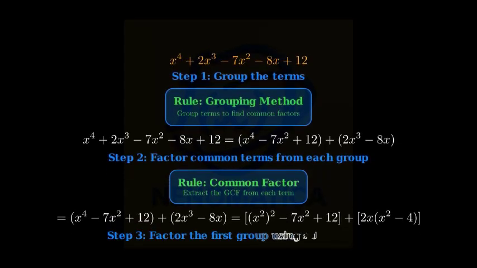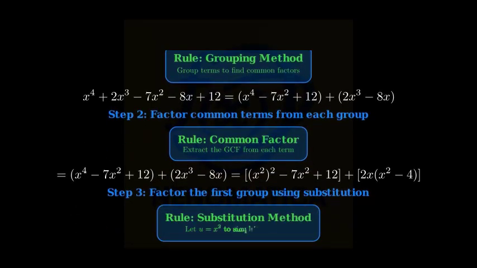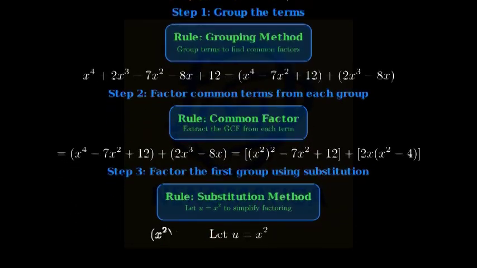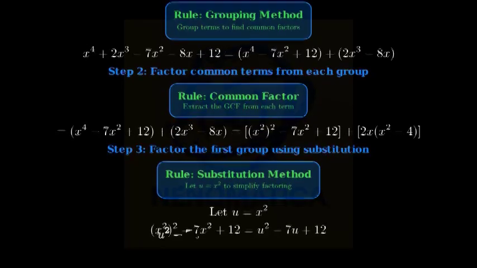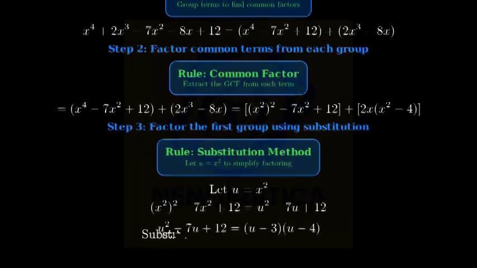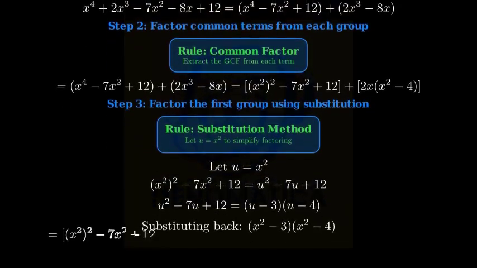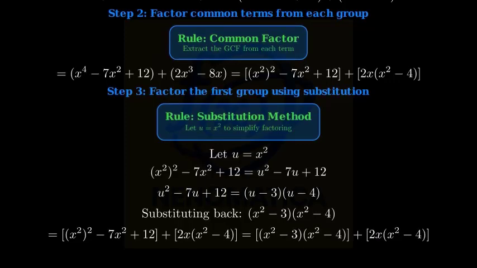Step 3. Let's look at the first group more closely. If we let u equal x squared, we get u squared minus 7u plus 12, which we can factor as u minus 3 times u minus 4. Then substituting back x squared for u, we get x squared minus 3 times x squared minus 4.